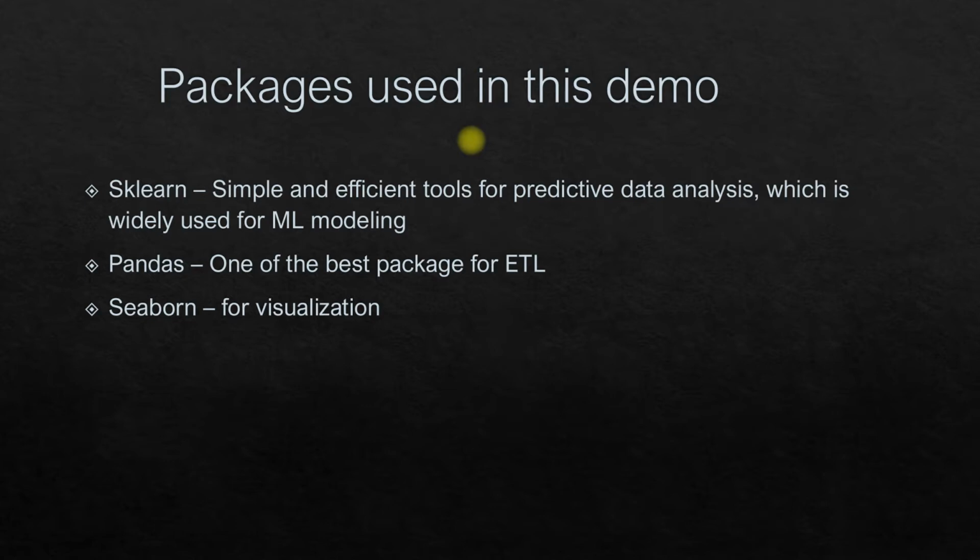Whenever you are learning machine learning or data science with Python, you will definitely touch sklearn. This is one of the best machine learning packages available for Python. Another package which we are going to use is pandas. Of course, this is also one of the best packages for ETL. So sklearn is mainly for machine learning modeling, whereas pandas is mainly for ETL.